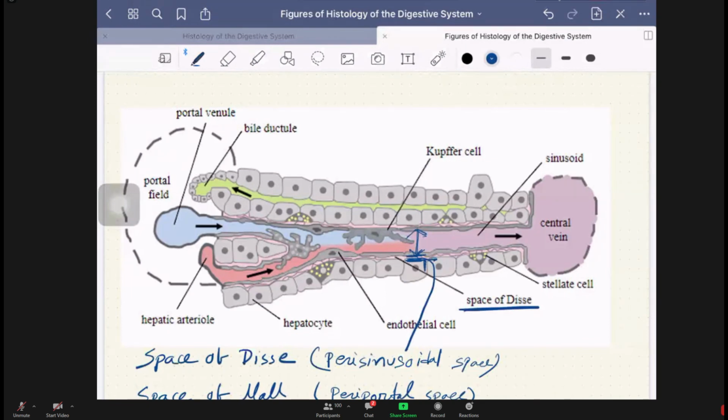It is a small space that is called the space of DC or perisinusoidal space. Another one is periportal space, that is this. So the space of Mall, it is the space between the portal canal and the outermost hepatocyte of the hepatic lobule.